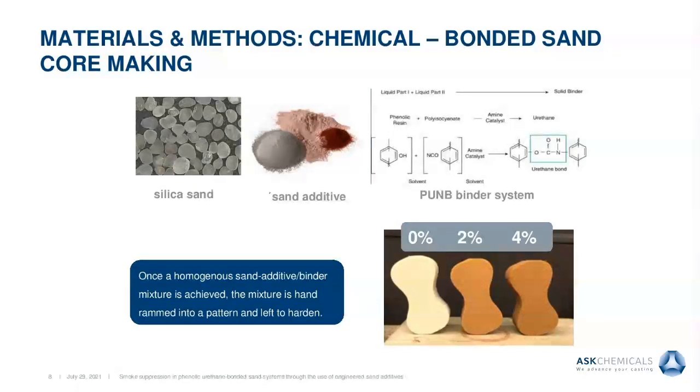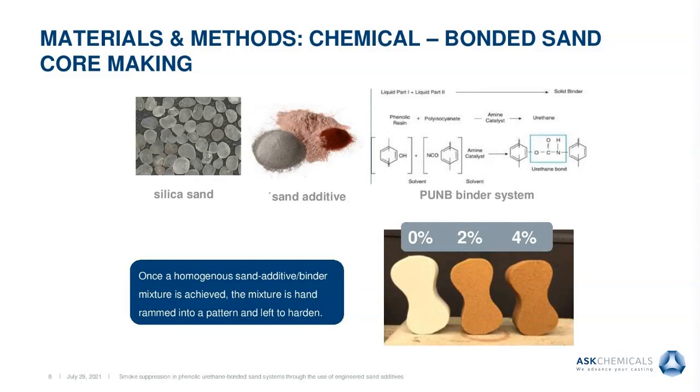phenolic urethane binder system. The phenolic urethane no-bake binder system has three parts. There is a phenolic resin, then the polyisocyanate, and then the amine catalyst. In this case, it's a liquid amine catalyst, which is used to control the speed of the reaction. The result of that is a urethane bond. That's when you cross-link the polymer, so you form a very nice mold core.